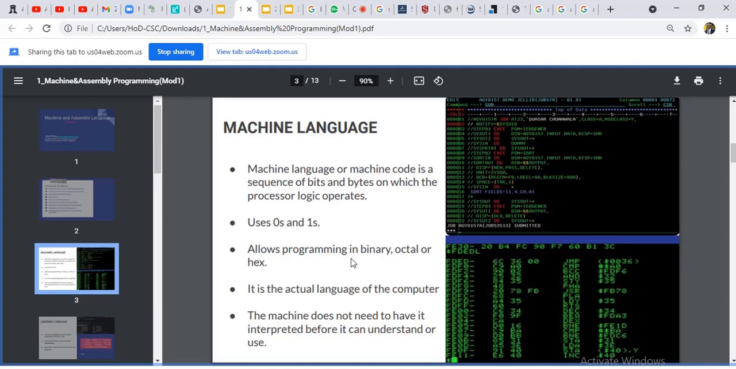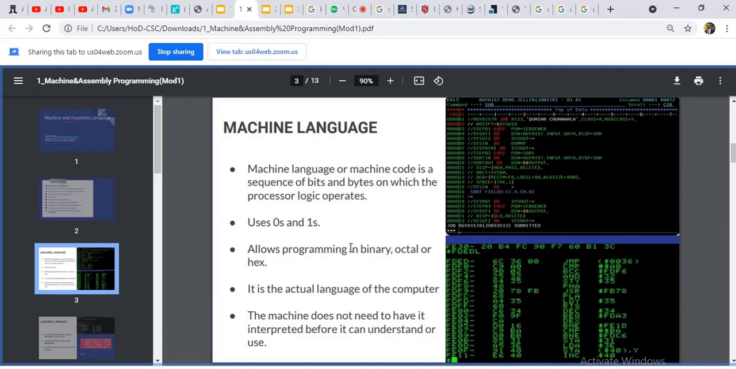So looking at machine language, or what we might call machine code, it is a sequence of bits and bytes on which the processor logic operates. What it means is that the logic of a processor can only operate on machine code written with a machine language. It is a collection of bits and bytes, and it uses zeros and ones. These are just to remind us or refresh our memories. It's what we've known already, what we've learned.